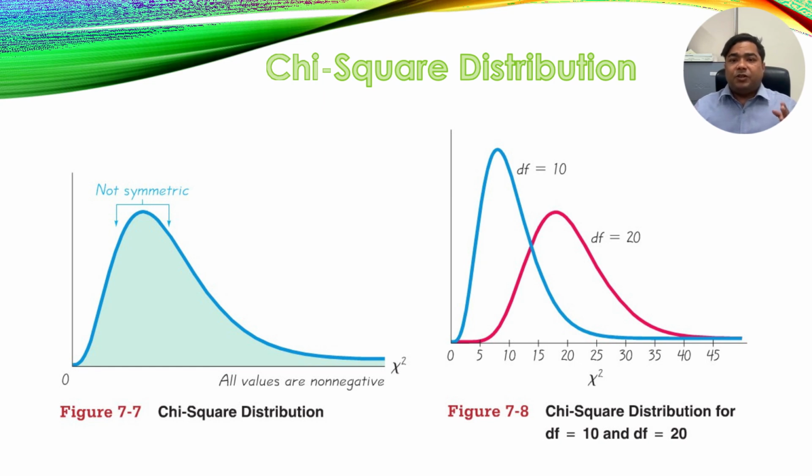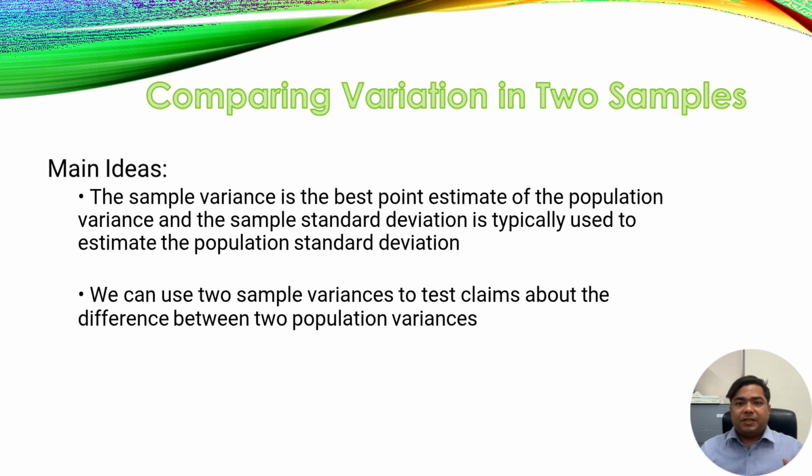In simple words, the chi-square distribution helps us test whether observed data are significantly different from expected data. It is commonly used in chi-square goodness of fit tests, tests of independence, and variance analysis. The sample variance is the best point estimate for population variance. Typically, the sample standard deviation estimates the population standard deviation.